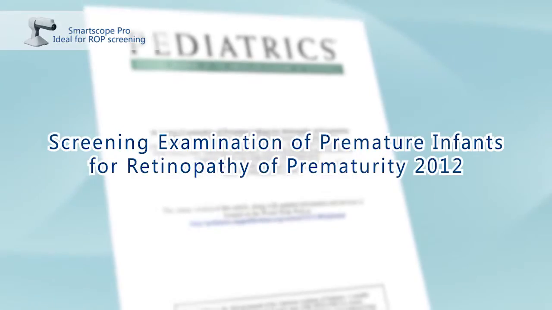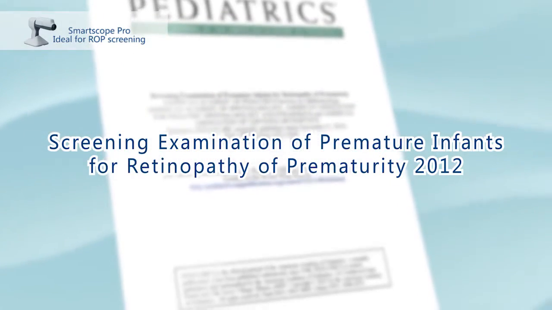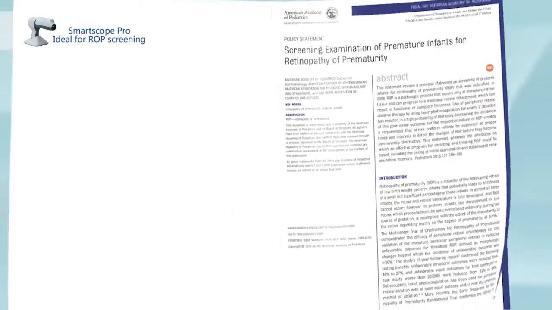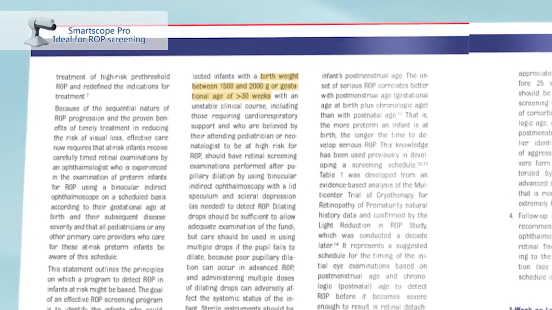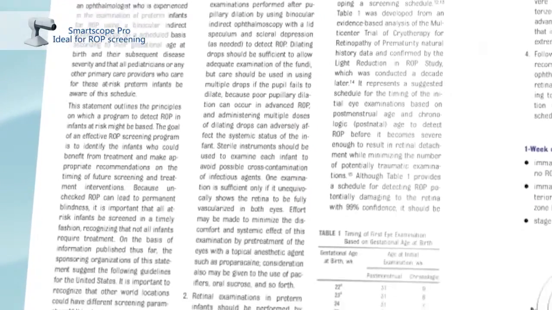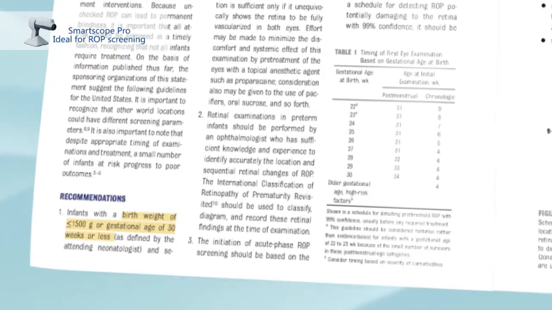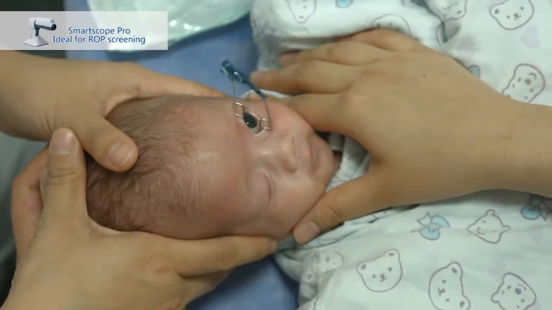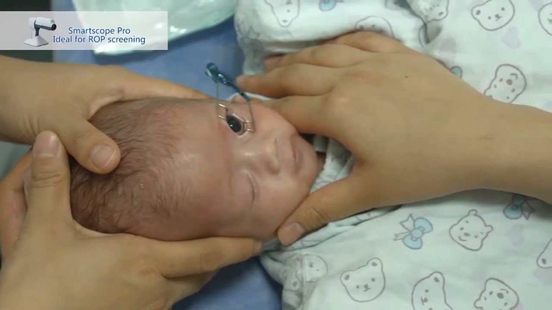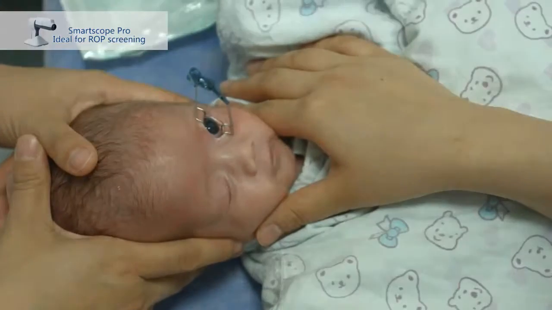Infants with a birth weight of less than or equal to 1,500 grams or gestational age of 30 weeks or less, and selected infants with a birth weight between 1,500 and 2,000 grams or gestational age of greater than 30 weeks with an unstable clinical course are at high risk for ROP and should have retinal screening examinations performed after pupillary dilation to detect ROP.